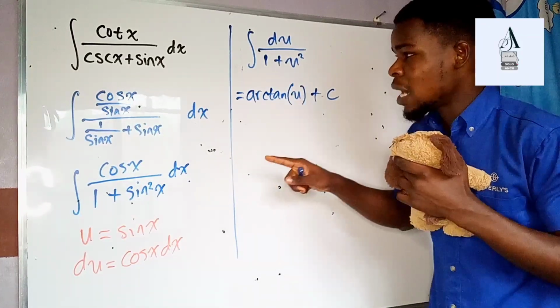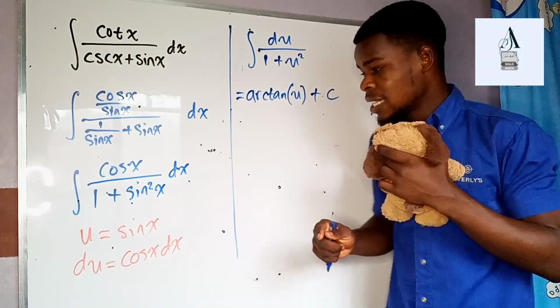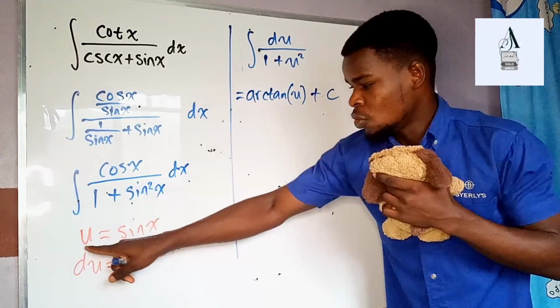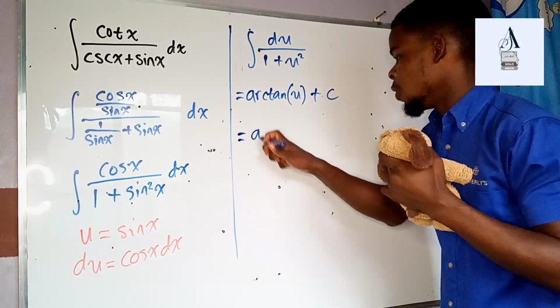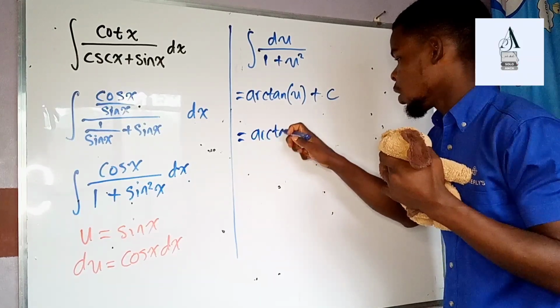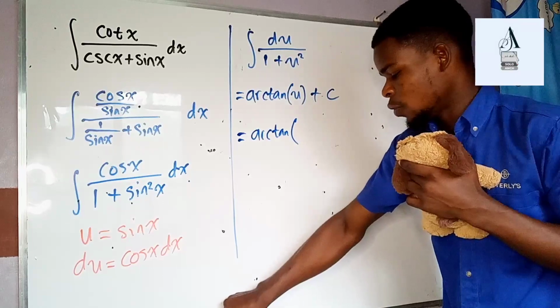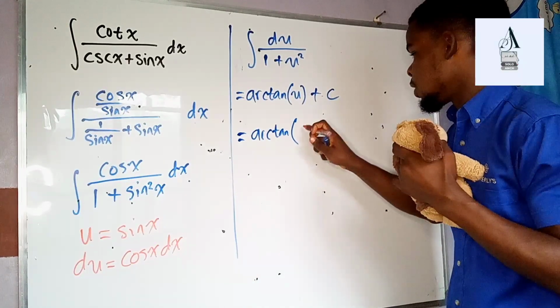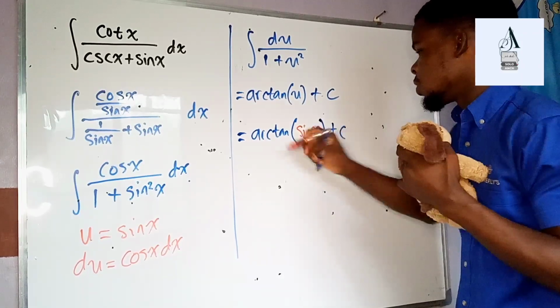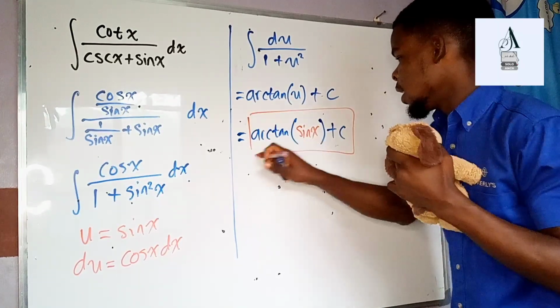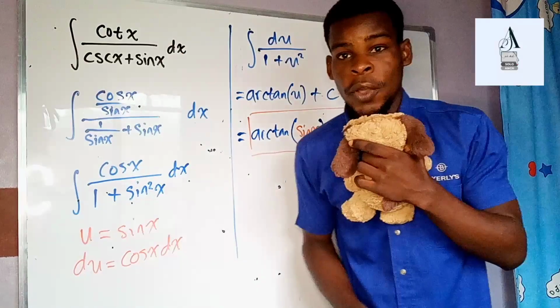Okay, we need to get back to the original variable, which is the x variable. So recall that u was sine of x, so we're going to do that replacement. That means you're going to get this to become arctan of u. In place of u, we just put it down as sine x, right? Okay, great. And then we add an arbitrary constant to that, and this right here is the antiderivative of the function we're given. Okay, great.